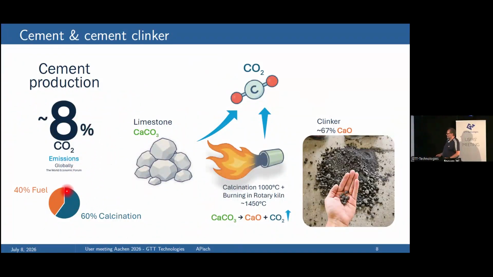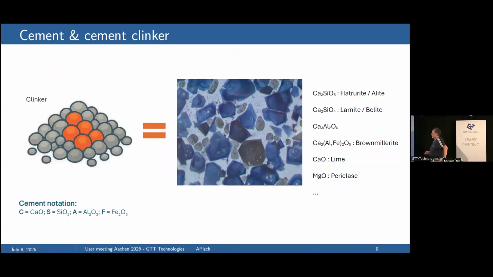This CO2 comes 40% from the fuel and 60% from the calcination of the limestone. And in the end, you end up with something which looks like this, which is small nodules. Why are they nodules? Because it's a rotary kiln. Due to the rotary movement, you get nodules. Okay. When you look a little bit closer at these nodules, macroscopically they look like this.